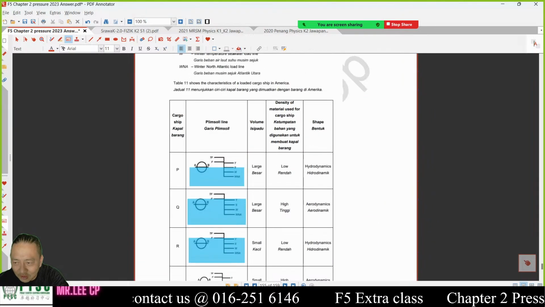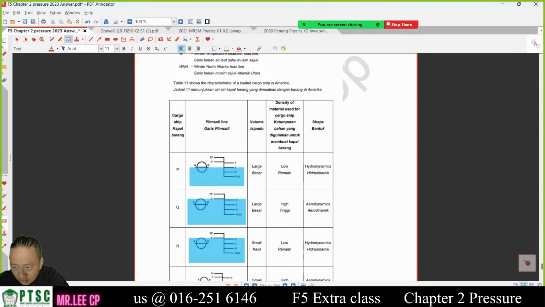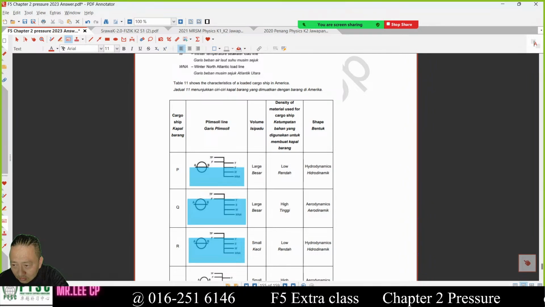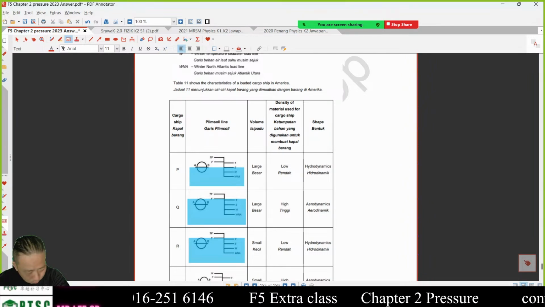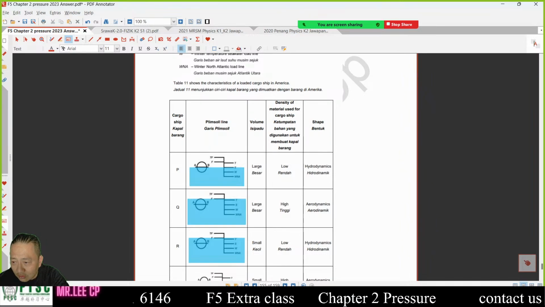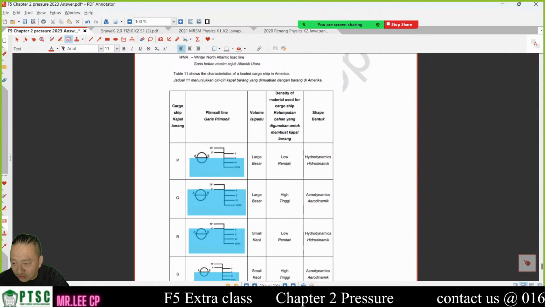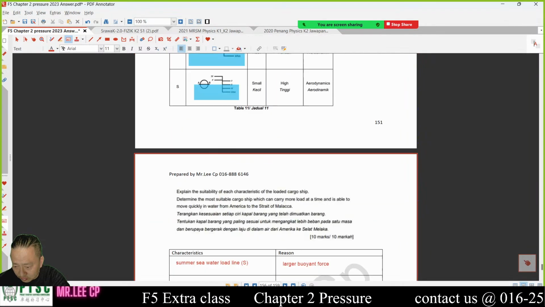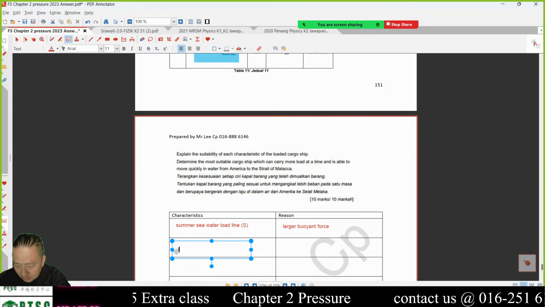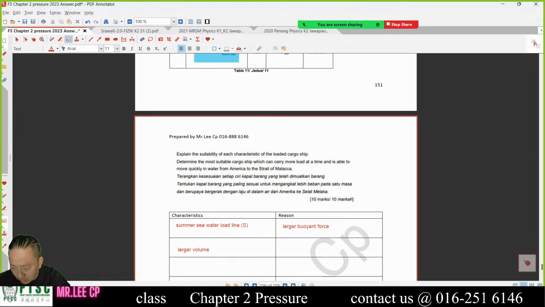Second one, you follow this sequence to write it. The volume, larger volume. So larger buoyant force.